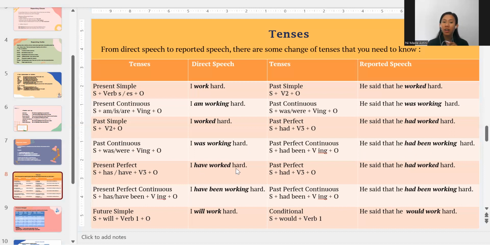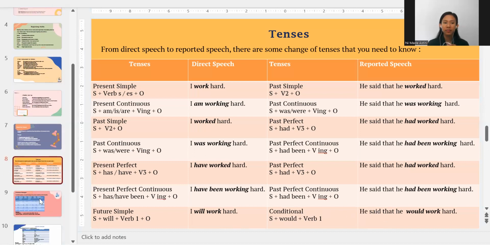If you want to use it as a reported clause, it will be "He said that he had been working hard". "I have worked hard". If you want to change it to the past perfect, it will be "He said that he had worked hard". "I have been working hard". The present perfect continuous will be changed to past perfect continuous and become "he had been working hard". Future simple, "I will work hard", will be changed to conditional: "He said that he would work hard".